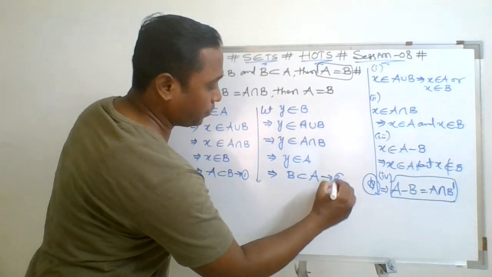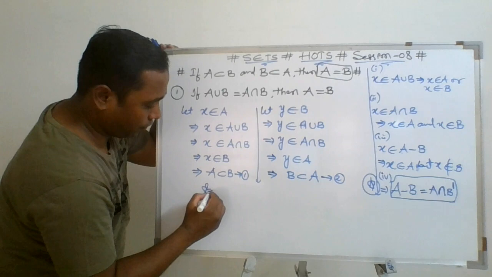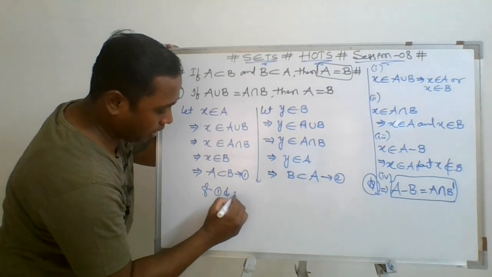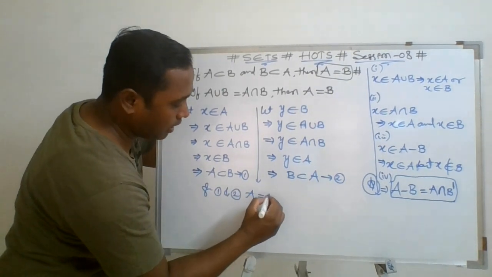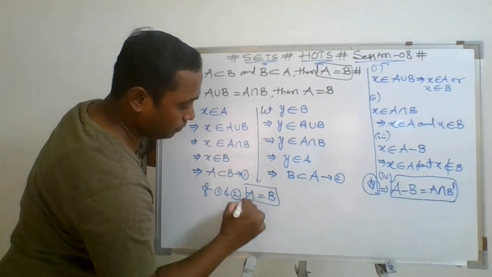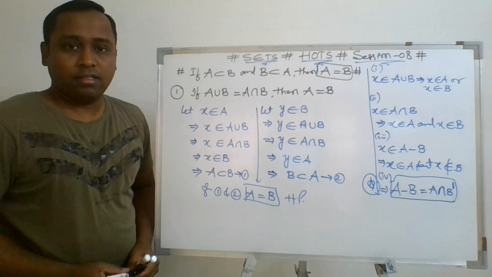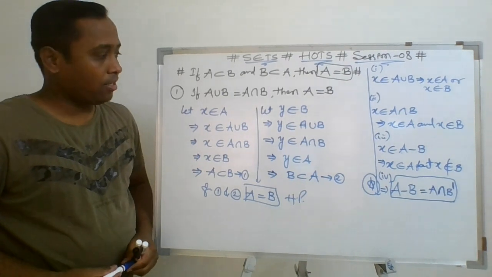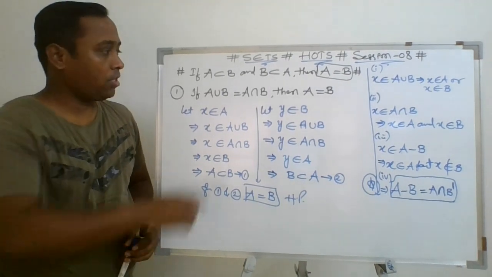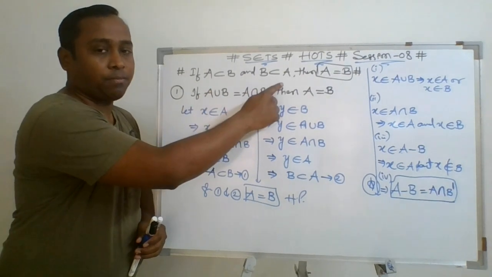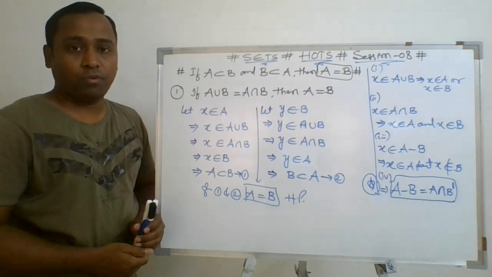Result number 2. Now, from result number 1 and 2, I can say A is equal to B. Hence, proved. Is it simple or not? Just think, what's the definition I have used? If A subset B and B subset A, we can say A is equal to B.